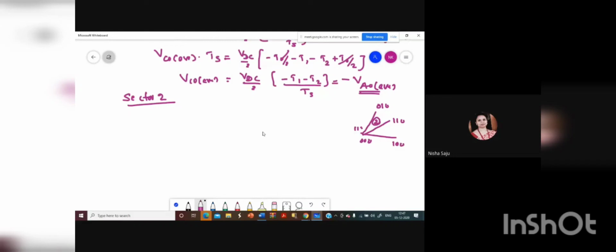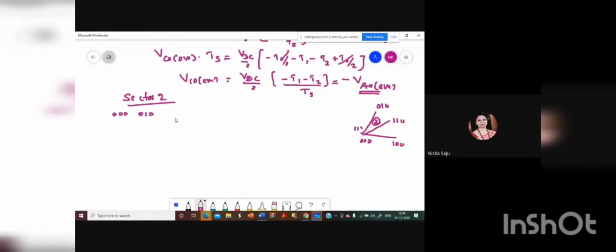Right. So how will you draw this one? In sector 2, you will have 0, 0, 0. Then you have to take 0, 1, 0. Why? Because instead of 1, 0, 0, only one switching is possible. In order to reduce the switching losses, you should have a single switching pattern. So you have to take 0, 1, 0 in the second segment.